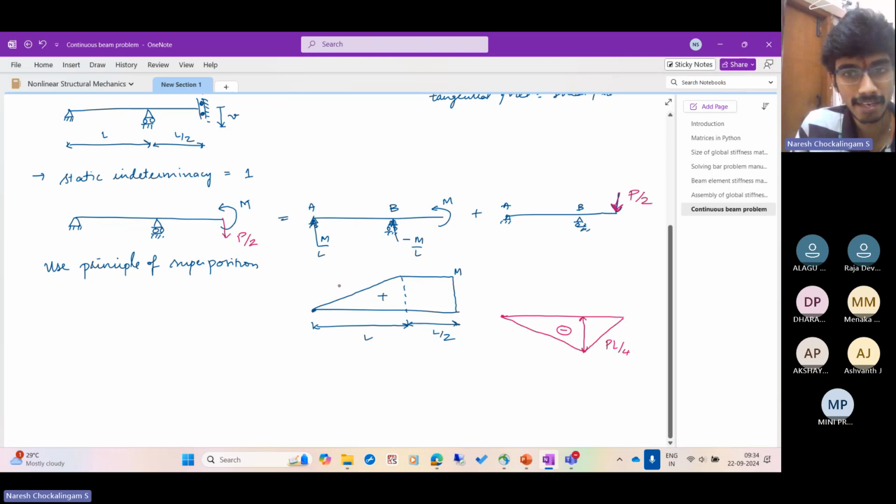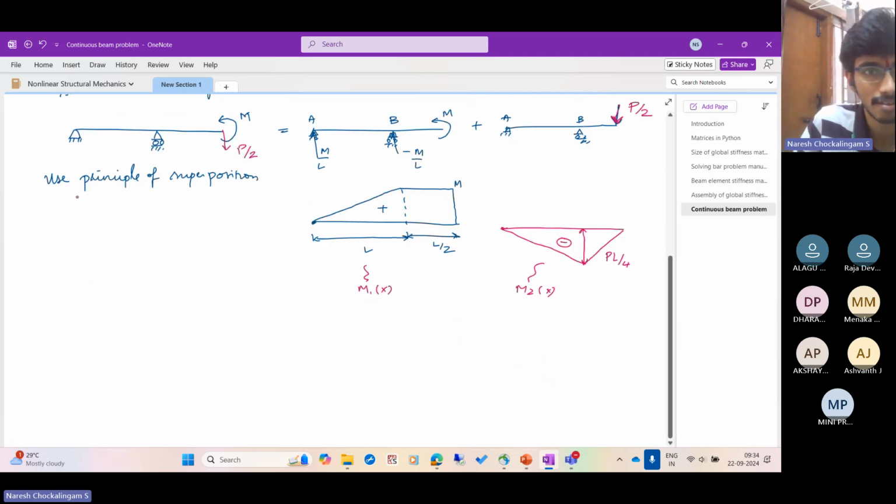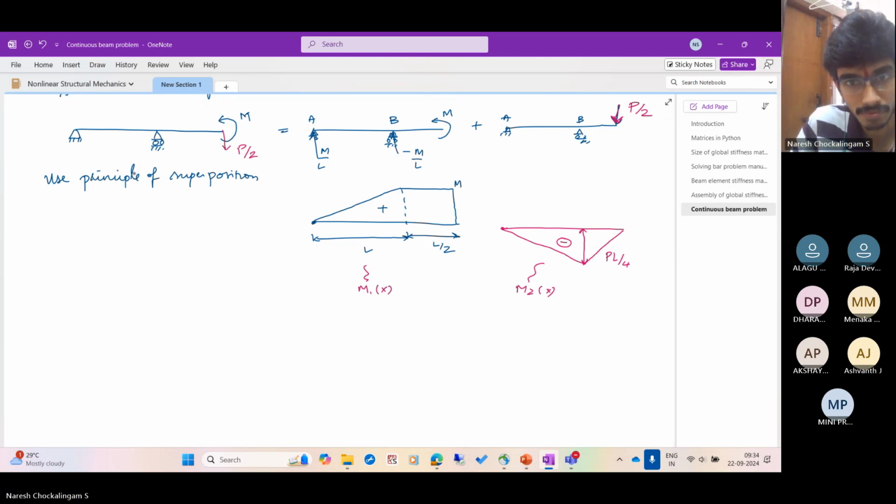So these are the bending moment diagrams. Let's call this one M1. This one you can call M2 of x. What is the next step? How do we find the displacement at the point C? How did we find it yesterday? How do we find displacement at point C?